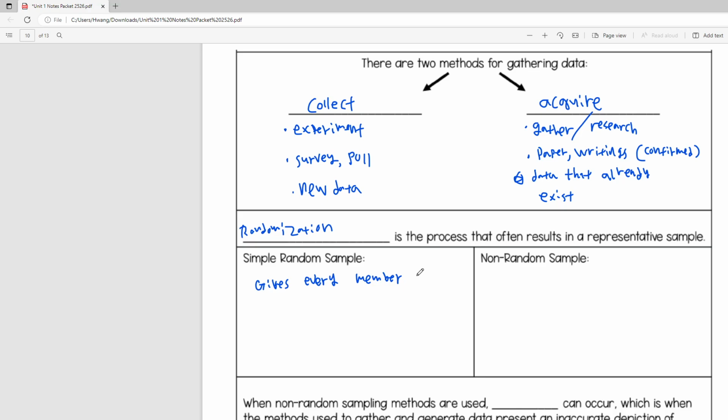If a member of the population has an equal chance of being selected.